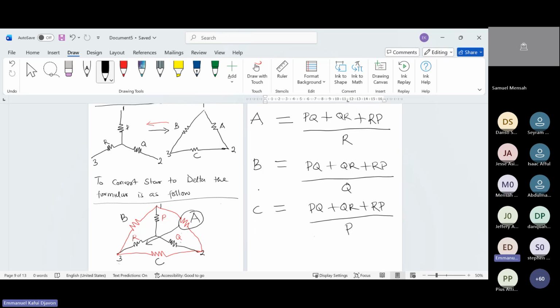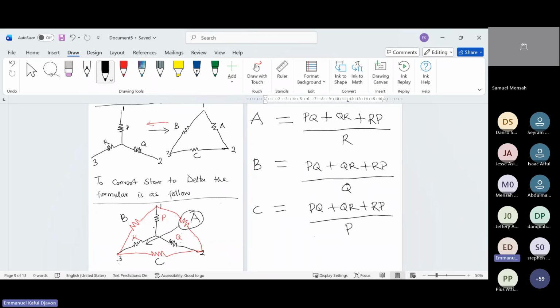Good. So now, the first unknown in the delta is A, the second unknown is B, and the third unknown is C. If I'm looking for A, it will be P times Q plus Q times R plus R times P. Now, the A is facing this R, which is directly opposite the A, so I'm dividing by R. If I'm choosing B, I'll divide by Q. If I'm working on C, I'll divide by P. Do you get it now? Yes, please. Well understood. Thank you.